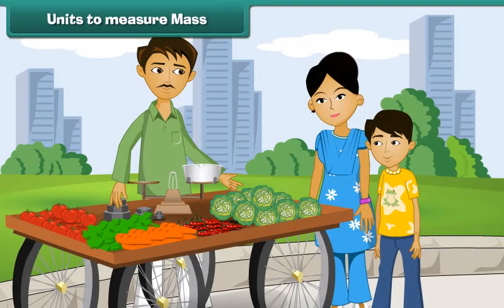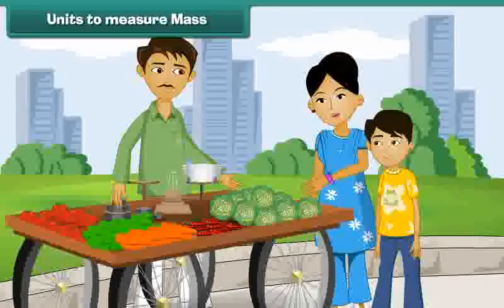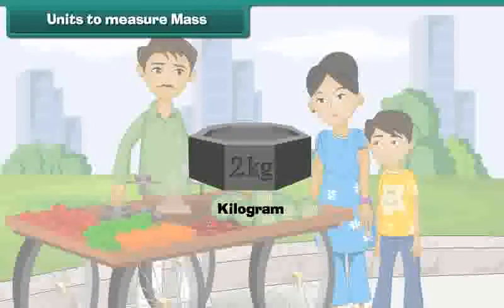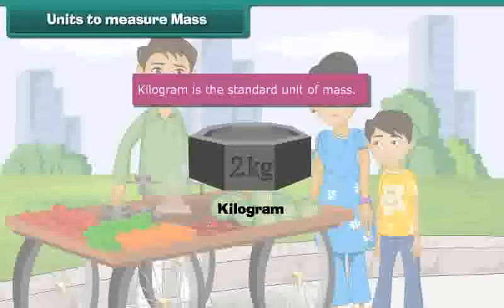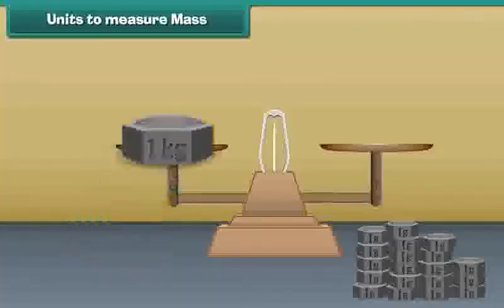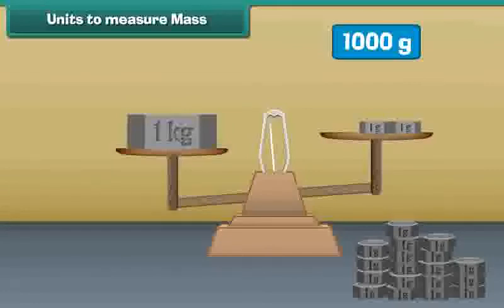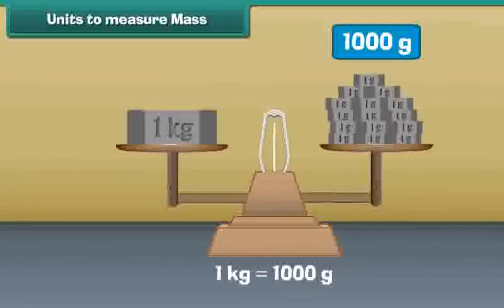You might have gone along with your mother for buying vegetables. You must have heard your mother asking for 1 kilogram cabbage, 5 kilogram potatoes, 100 grams green chili, etc. to the vegetable seller. Kilograms and grams are the two units used for measuring mass of substances, among which kilogram is the standard unit of mass. If 1 kilogram is divided into 1000 parts, then 1 part is called a gram. This means 1 kilogram is equal to 1000 grams.